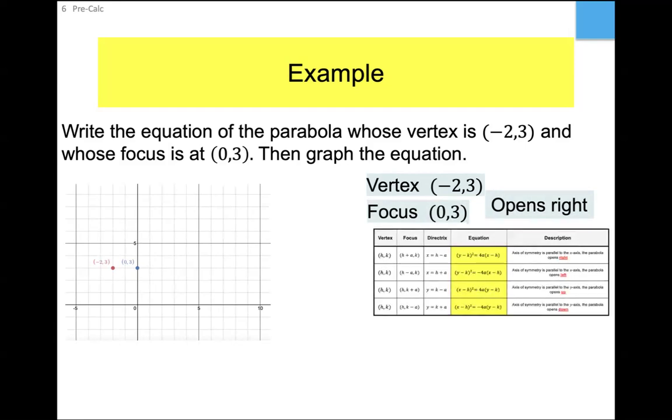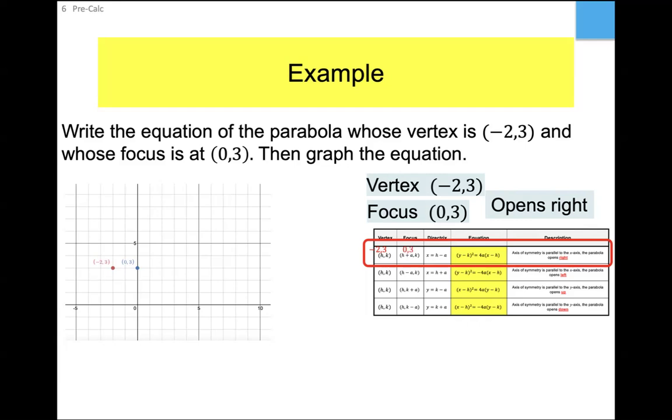So I go to my table. These are going to be really small. You can't see them very well. But I go to the opens right one, that one right there. Okay. Well, how do I come up with the equation? The equation, if you look at it, says (y minus k) squared is equal to 4a times (x minus h). I know what h and k are. h and k are the vertex, and it tells me the vertex. The h is negative 2, k is 3, so I can plug those in.